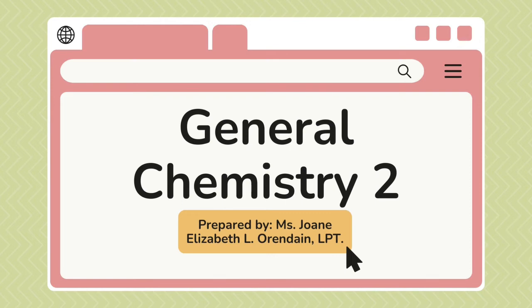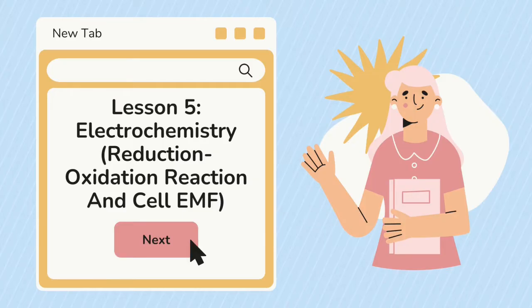Good day everyone. So for today we're going to have a discussion in General Chemistry 2. To be specific, we're going to discuss all about our lesson number 5 entitled Electrochemistry, and we're going to be focusing more on the reduction, oxidation, reaction, and cell EMF.